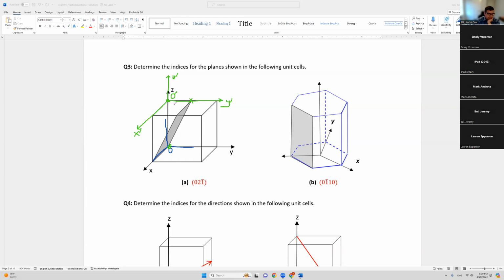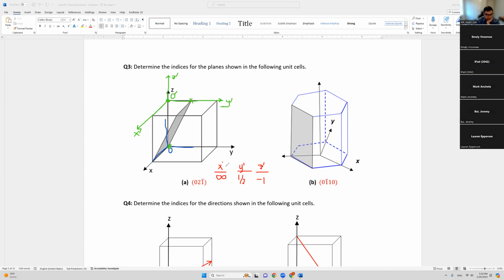So, but it's again parallel to the x-axis. It's parallel to the x prime axis. So the first thing I do is to write down the intercepts, right? How do I write down the intercepts? X-intercept, or let's write x prime intercept. It doesn't cut x prime, so I write infinity. Y prime is 1/2, right? And z prime is -1. So this is the first step.